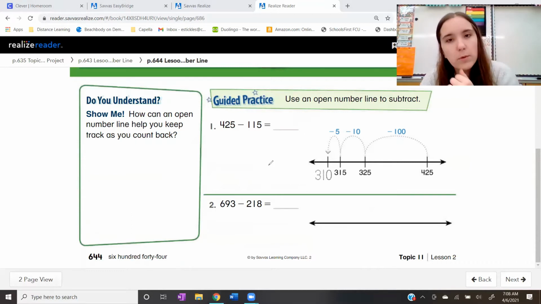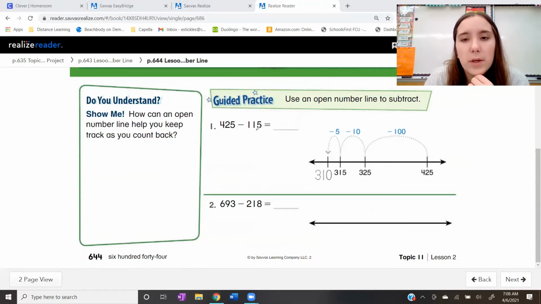So for number 1, we're doing 425 minus 115. We're always going to start at the far right end of our open number line, and we're going to write down our bigger number. They already put it down here for us. They did 425. Now we're going to subtract.